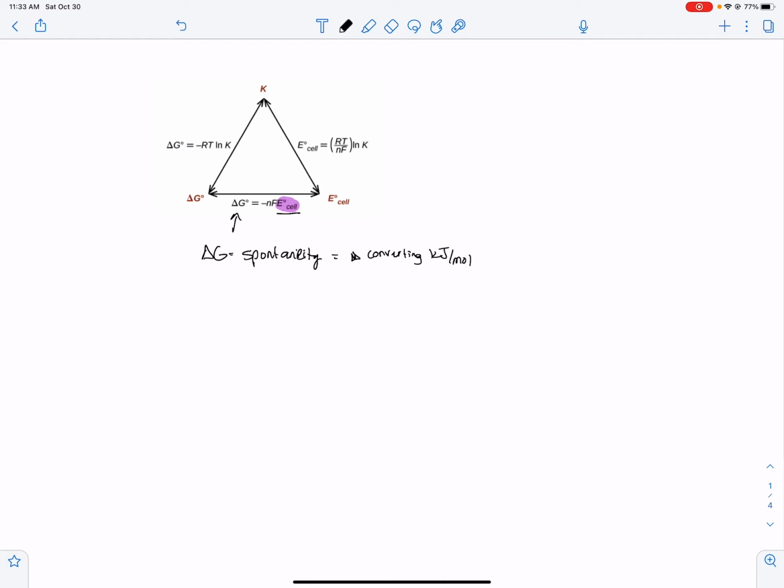And I just want to point out, we're used to negative delta G being spontaneity, and that is true. But you'll notice that there's a little negative in that equation. Positive E also means spontaneous.